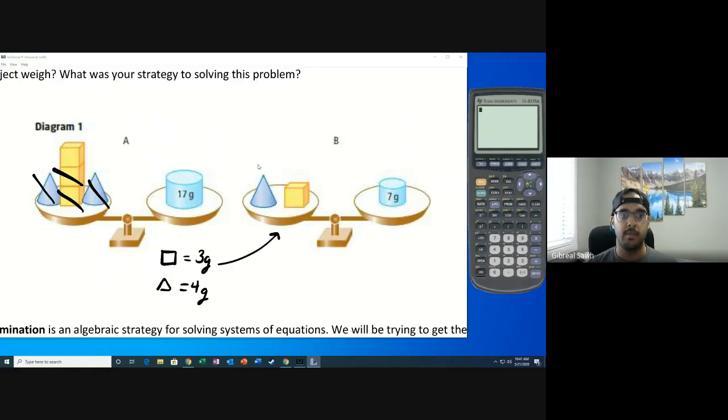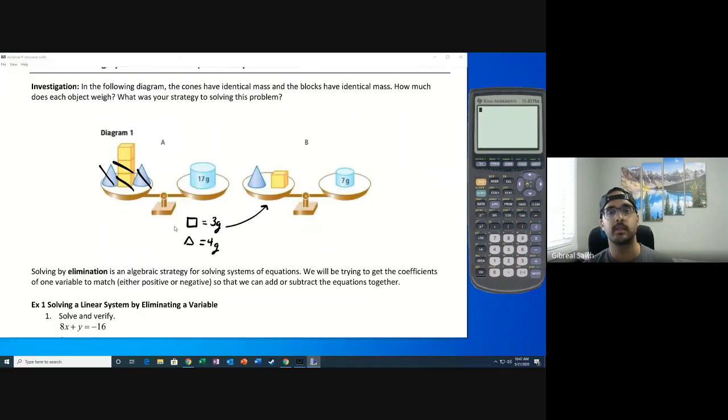Now we did that by eliminating some objects on one side. This is why this method gets called elimination, because you're going to end up crossing things out rather than substituting things in. So this says solving by elimination is an algebraic strategy for solving a system of equations. We'll be trying to get the coefficients of one variable to match, either positive or negative. Depending on the signs of them, that's going to tell us how we eliminate them. Either we subtract the equations or we add them together.